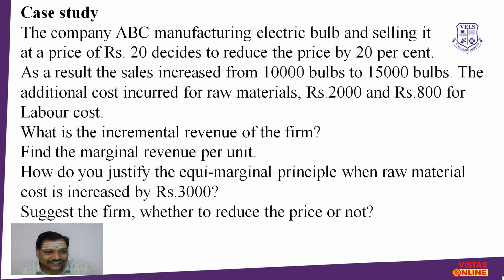Now what are they asking? They are asking four different questions. The first question is, what is the incremental revenue of the firm? This is the first fundamental concept. The second one is, find the marginal revenue per unit. The next question is, how do you justify the equimarginal principle when the raw material cost increases by 3,000? The actual change is 2,000, suppose it is increased by 3,000. And finally, they are asking for a suggestion whether to reduce the price or not. Let's have the solution. I'll try to answer all the questions.